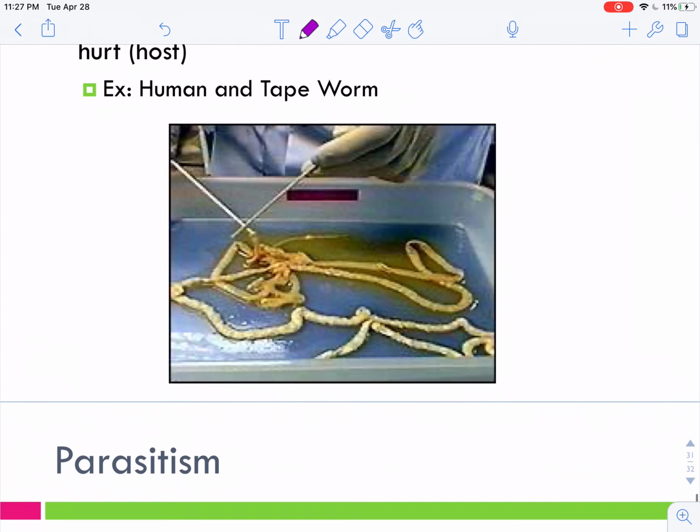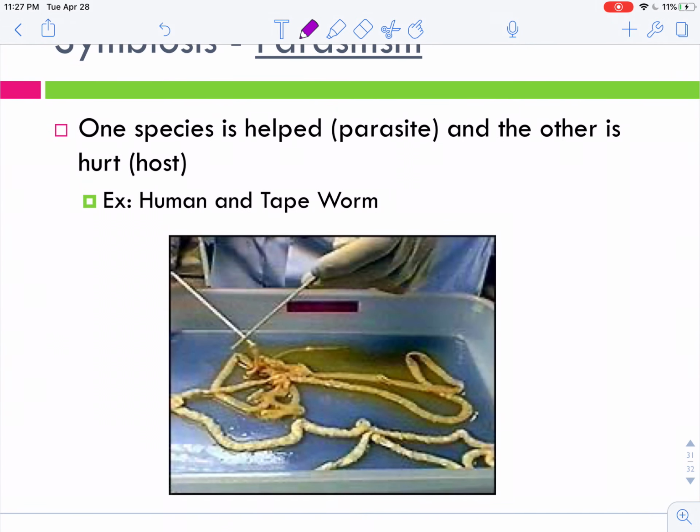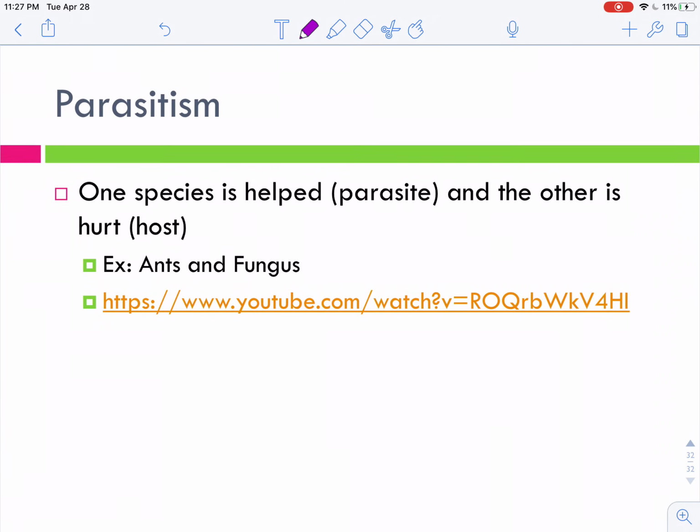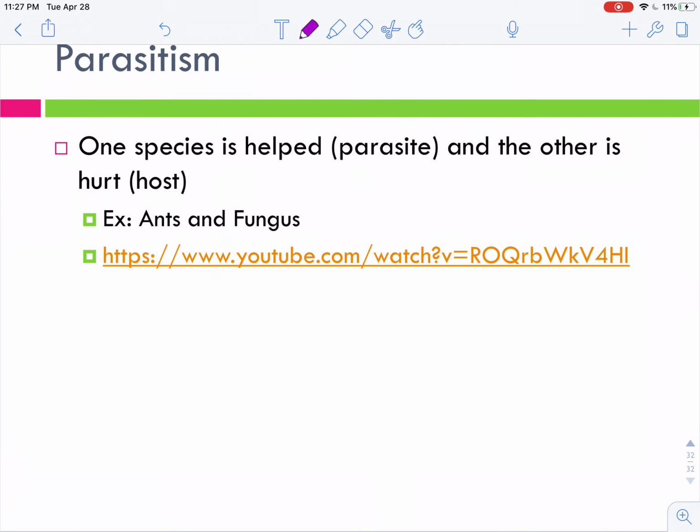Okay, not all examples of parasites are small and live inside of other things. The video that I showed you here was one of those examples. The parasite that you see in this one was between ants and a fungus, and it's called the cordyceps fungus, and it grows inside the body of these ants. Not just ants, other bugs also, but that is an example of a parasite because the fungus is helped and the ants are hurt.